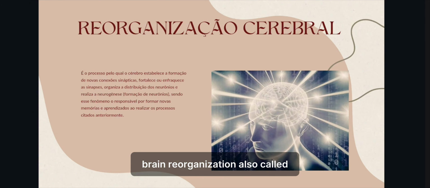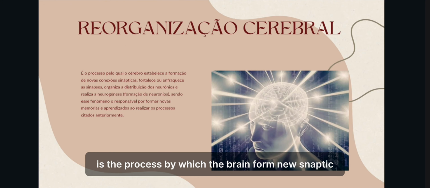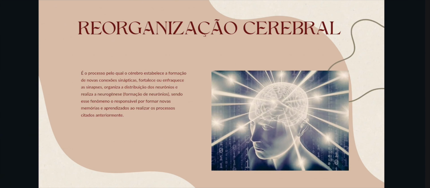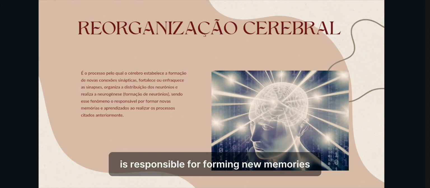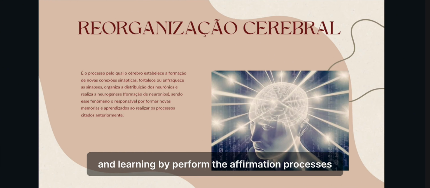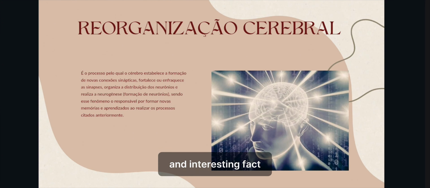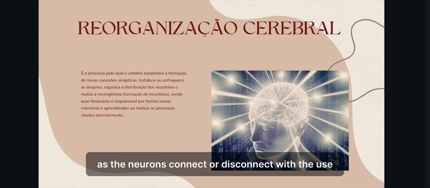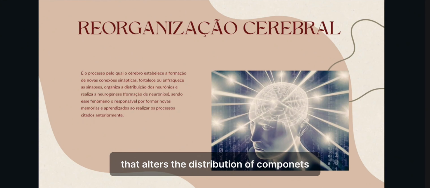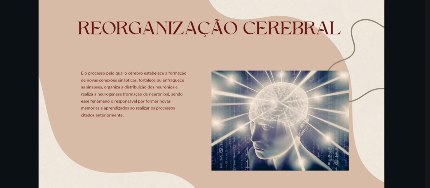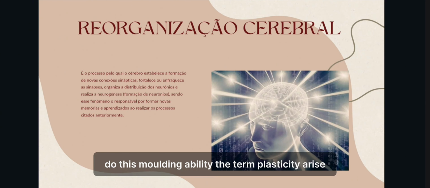Brain reorganization, also called neuroplasticity, is the process by which the brain forms new synaptic connections, strengthens or weakens synapses, organizes the distribution of neurons, and carries out neurogenesis, which is the formation of new neurons. This phenomenon is responsible for forming new memories and learning. An interesting fact is that neurons connect or disconnect with the use and disuse of information, functioning like a circuit that alters the distribution of components according to need. Due to this molding ability, the term plasticity arises.